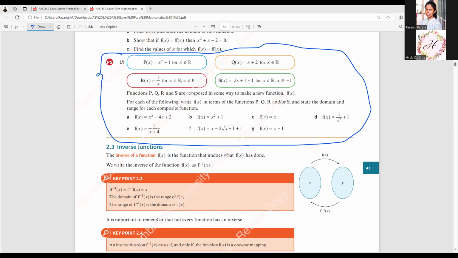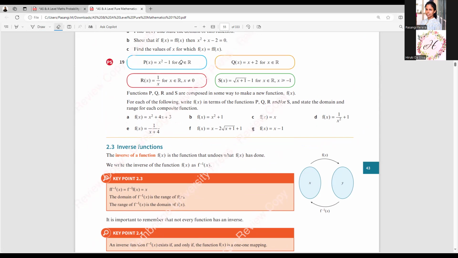Okay, teacher, done, right? Then the entire question is fine, right? Yeah. Okay, now we have the inverse functions.